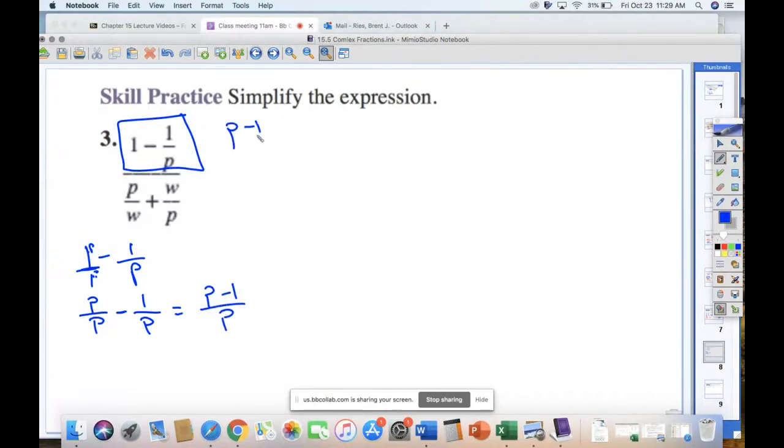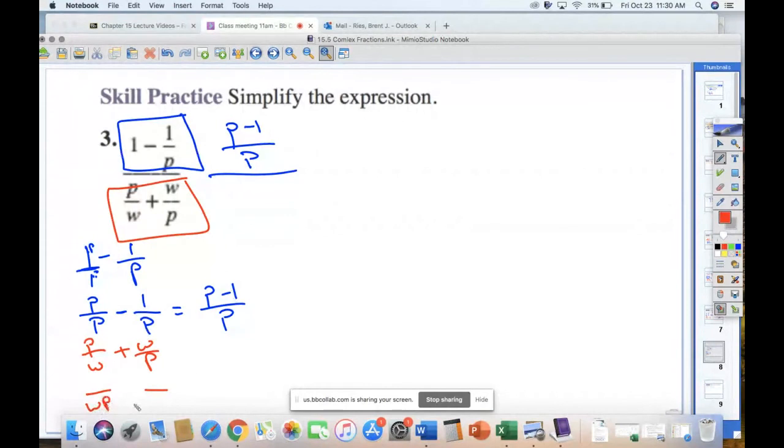Now we have one fraction. So in essence, it's less complex. This is simpler than this, believe it or not. Now I have to do my denominator. p over w plus w over p. My common denominator is going to be wp. w times p, keep that plus sign.